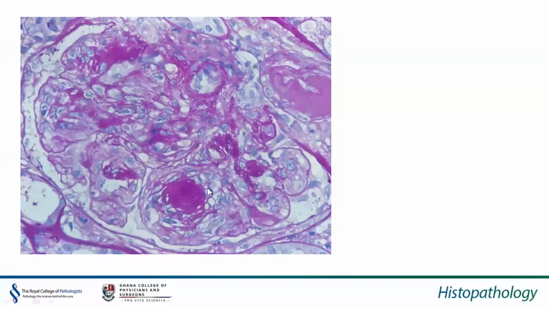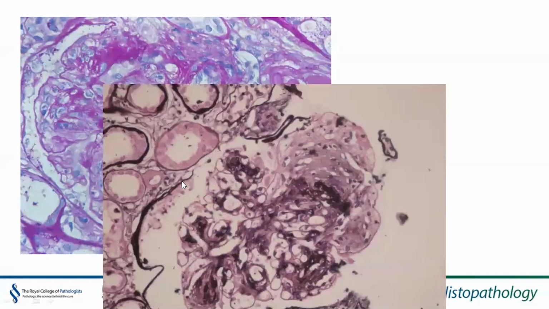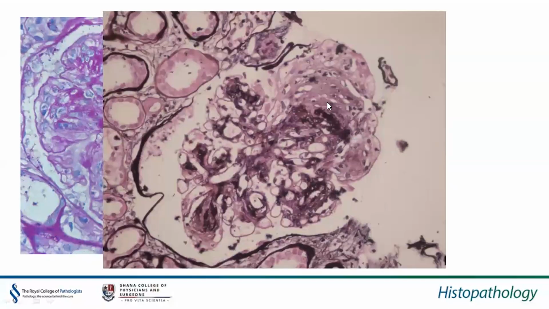Could it be amyloid? No, because amyloid, this is the PAS stain. Amyloid is never intensely PAS positive. What else could it be? Look at this arteriole here, this is the afferent arteriole, and it shows marked thickening of its wall. This probably is the efferent arteriole, which also is showing some thickening of its wall. So now we are suspecting that this could be a diabetic glomerulopathy.